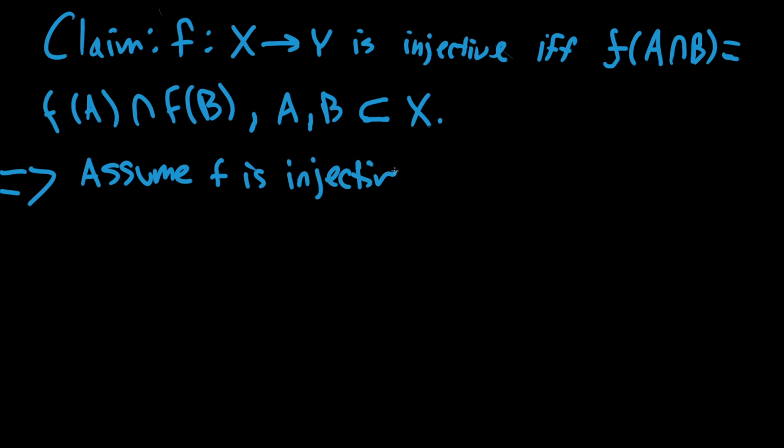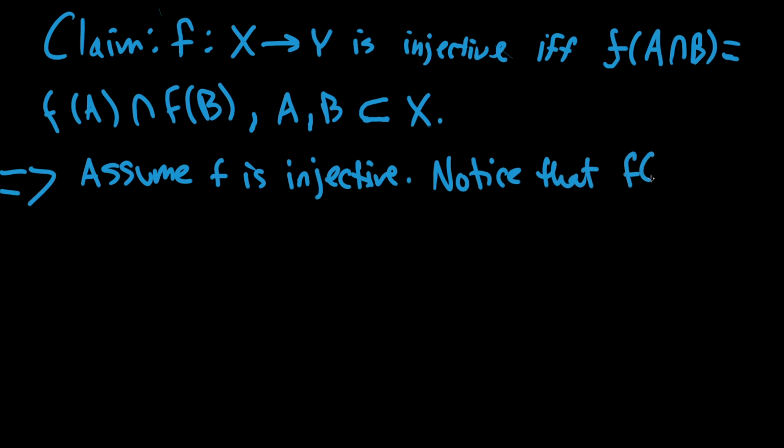Okay, and what are we trying to show? Well, we're trying to show that f of A intersect B equals f of A intersect f of B. Now, in order to do this, we need to show that f of A intersect B is a subset of f of A intersect f of B, and vice versa. So let's start with that first inclusion.